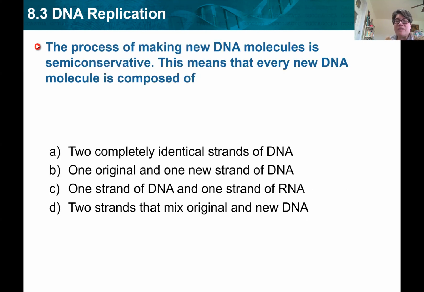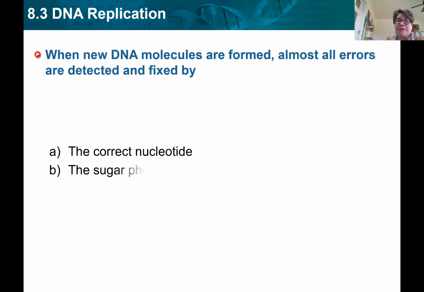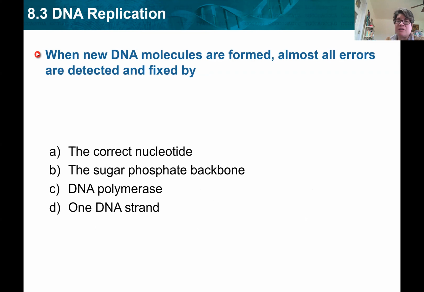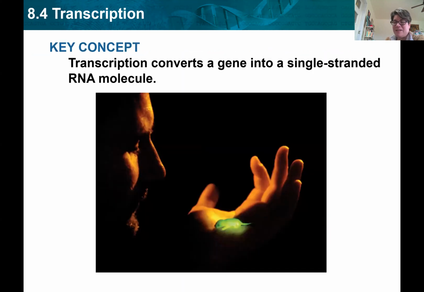The process of making new DNA molecules is semi-conservative. This means that every new DNA molecule is composed of what? So we're copying the DNA. What are the new molecules made of? So we have 1 original and 1 new strand. When DNA molecules are formed, almost all errors are detected and fixed by what? So what's finding those errors and fixing them? It's proofreading and revising. Okay, so that is DNA polymerase. All right, now we're on to section 4.